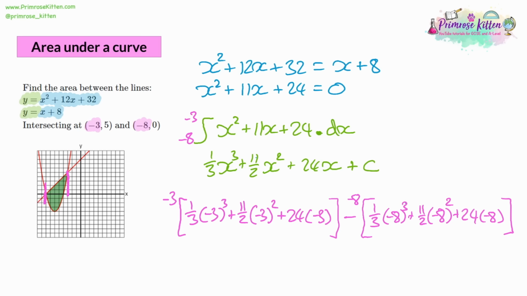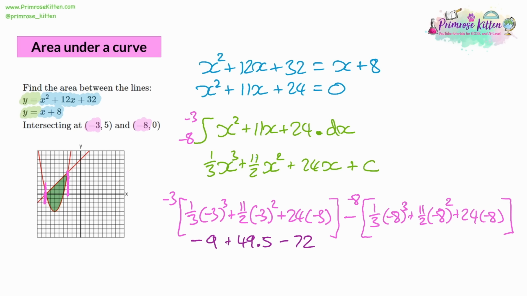So -3 cubed is -27. And then divide it by 3, because we want a third of it. That's going to give us -9. -3 squared is 9. We want 11 halves of it, so times by 11 divided by 2. That's going to give us 49.5. Then we want 24 times -3. That's going to give us -72.